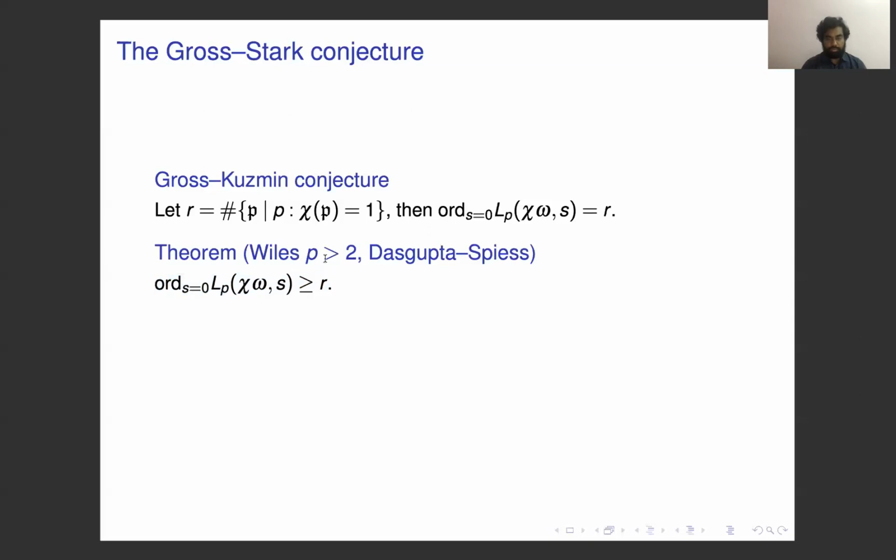There seems to be some issue at p equal to 2. So this works only for p bigger than 2. Well, there's a purely p-adic analytic proof of this fact due to Dasgupta and Spiess, again using their Eisenstein cocycles. They show that the order of vanishing is at least r, and it works without any change at p equal to 2 as well.